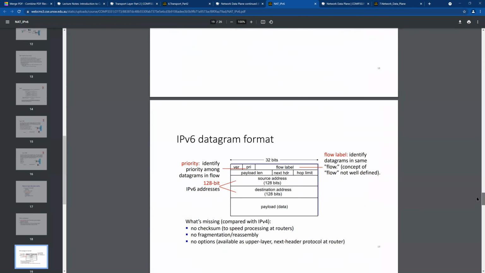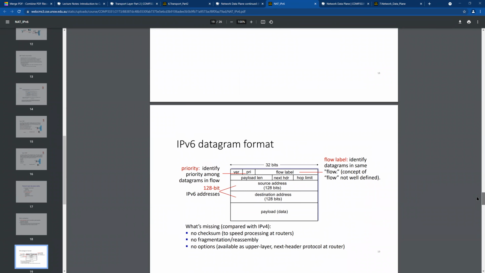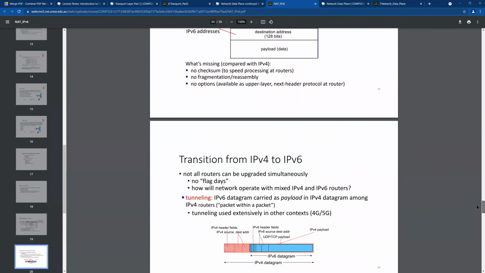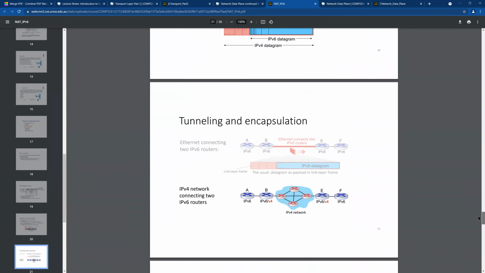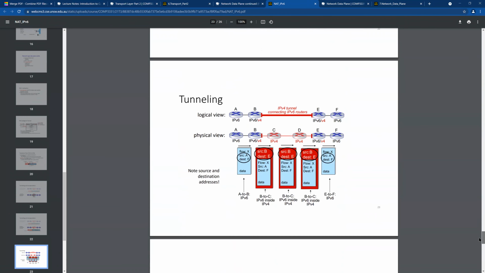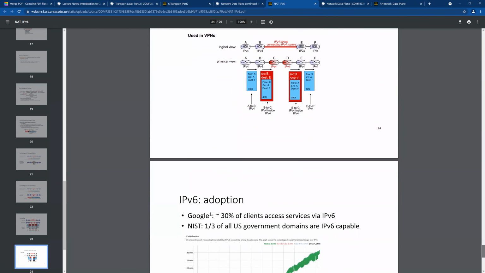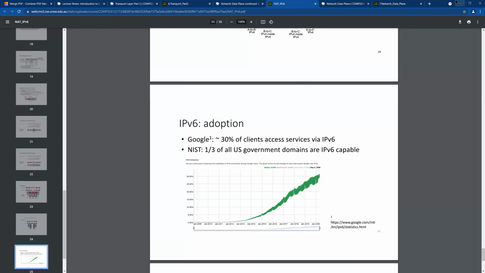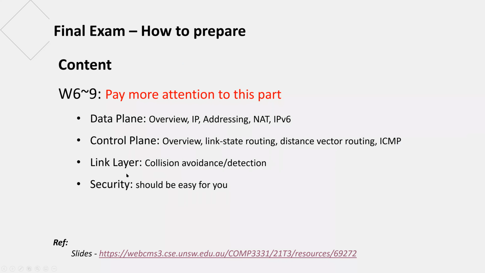And the other stuff is IPv6. I think it's more about concepts in multiple choice instead of calculation for IPv6. So just go through the slides of IPv6. Should be easy for you. And the last one is link layer. It's all about the collision avoidance and detection. You just go through the slides, but I think it's more about concepts. So just skip this one.